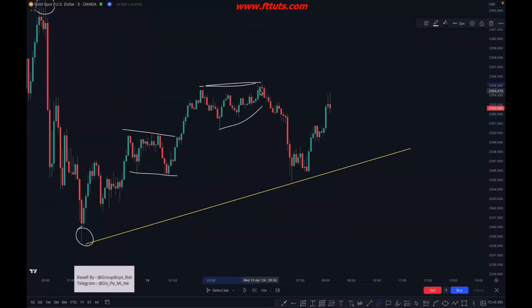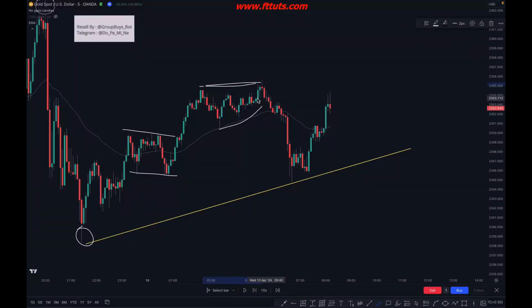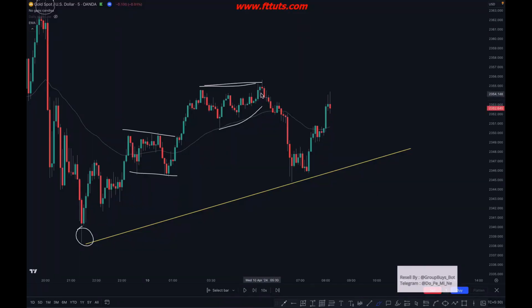Market creates a flag, but there is no strong candlestick confirmation. Okay, so we can't buy here. Even if you mark the 50 moving average, you can see there is no rejection here. Market rejects at this point, but market does not create any kind of strong candlestick for the buy. So there is no strong bullish candlestick confirmation.